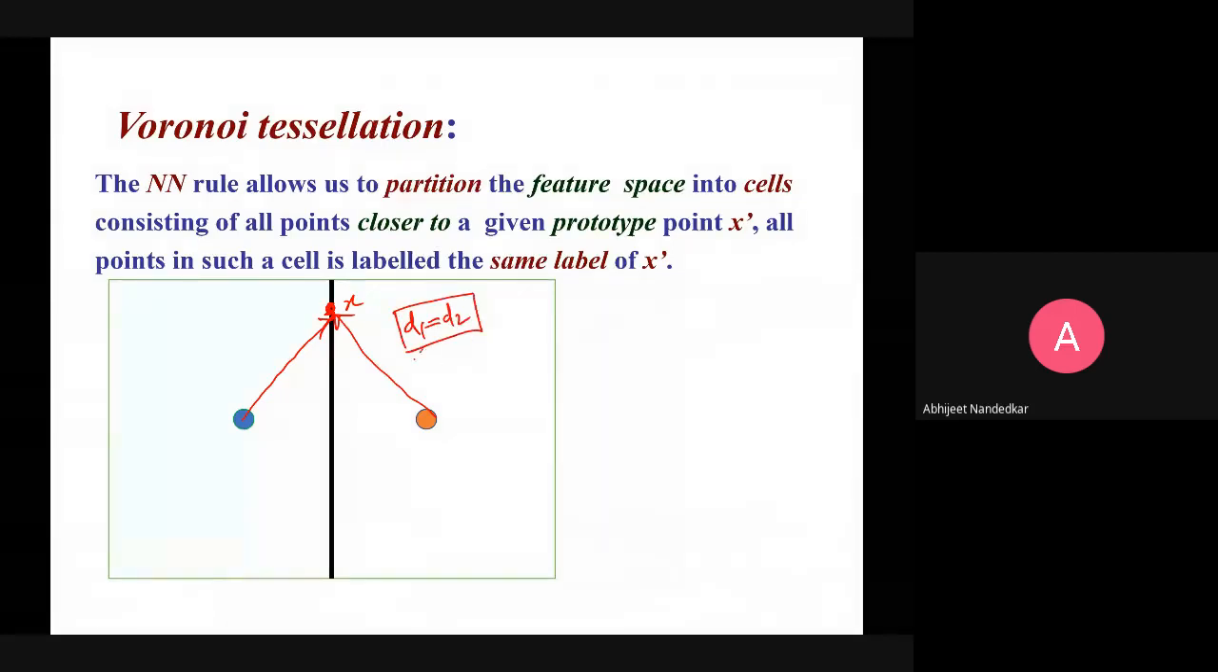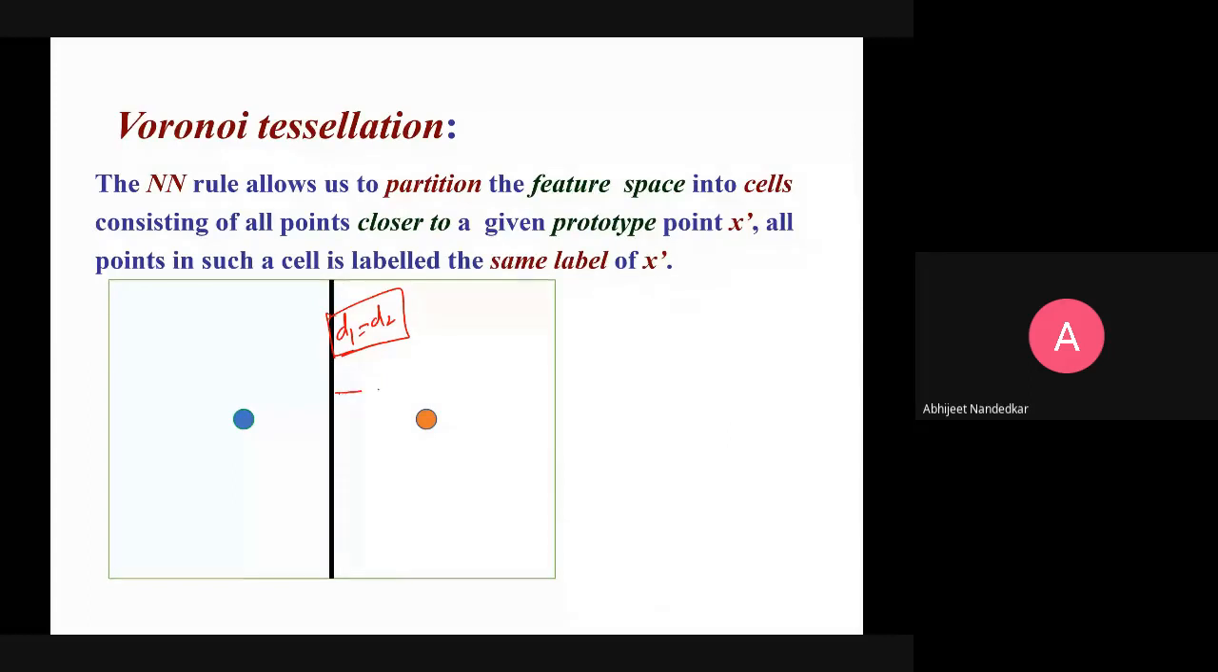This will happen on this line. Okay, so you take any sample on this line, d1 is equal to d2, so you cannot decide the label for that sample. Such a line where you cannot take the decision, where d1 is equal to d2, is called the decision boundary between two classes.